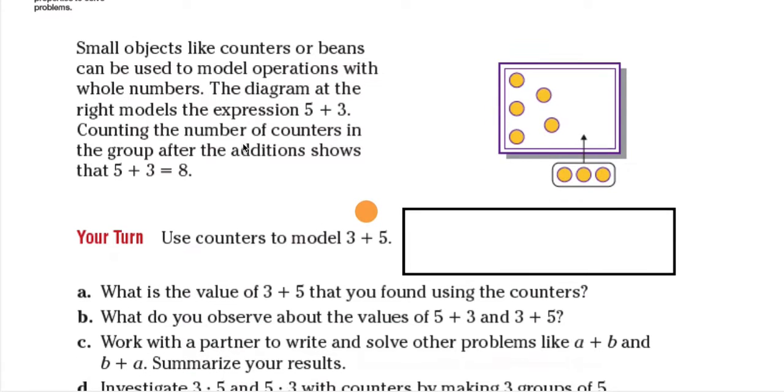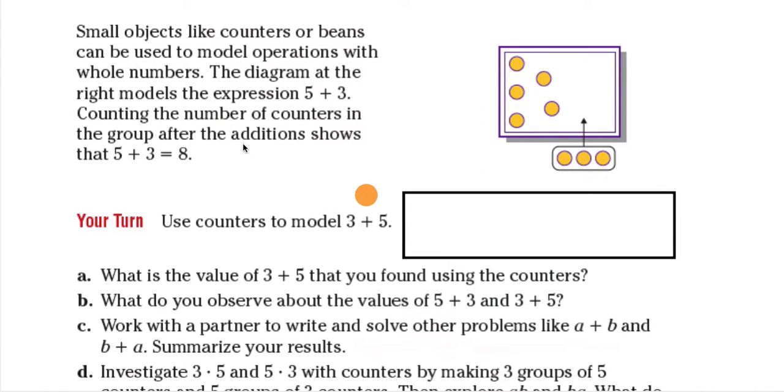Small objects like counters or beans can be used to model operations with whole numbers. The diagram at the right models the expression 5 plus 3. Counting the number of counters in the group after addition shows 5 plus 3 is equal to 8.